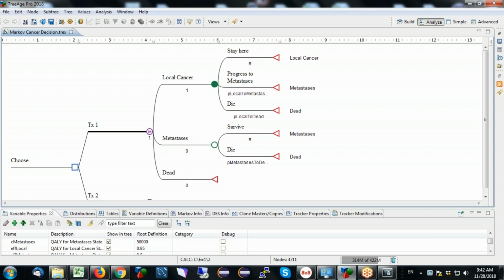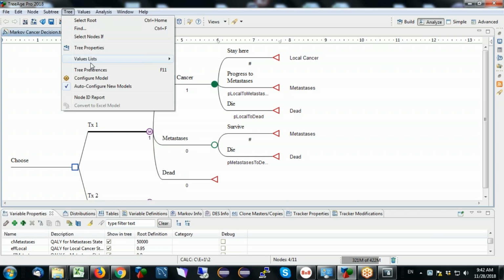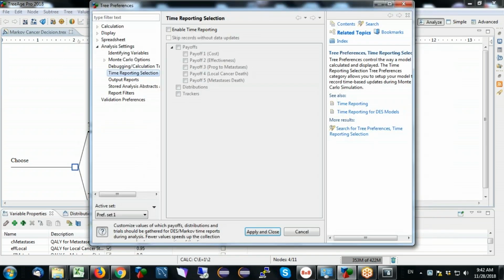I want to know what happened to the patients. I don't just want the summary level data. I want the individual movements of the patients through that model. So that's what I'm going to do now. In order to do that, I'm going to come down here and go to the tree preferences. That's how the model's configured.